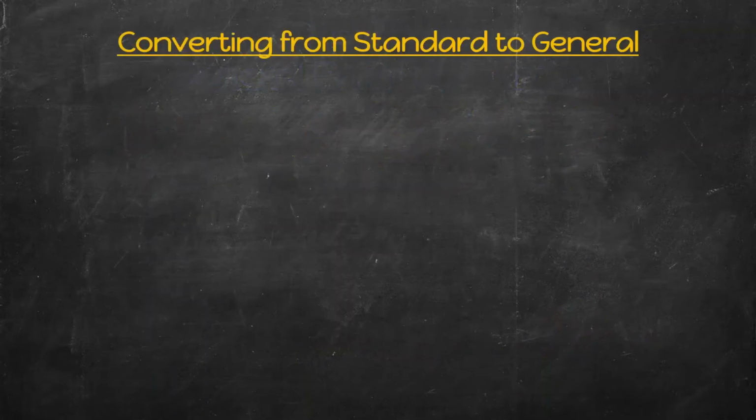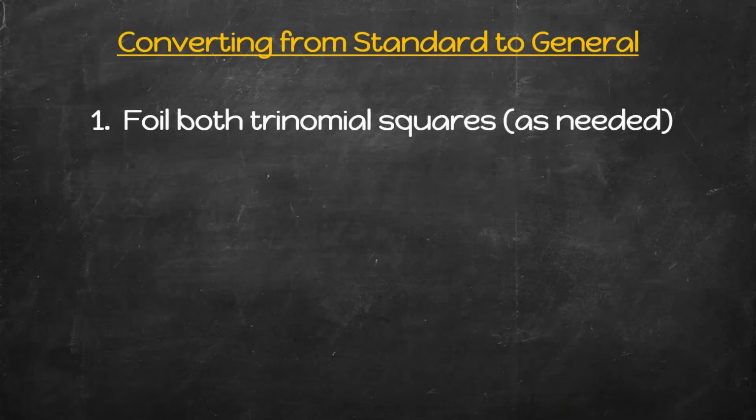Sabihin ko muna sa inyo yung steps on how we convert from standard to general. First, we have to FOIL both binomial squares as needed. Ano ba yung tinatawag nating FOIL? FOIL stands for binomial expansion. Pag nagba-binomial expansion tayo, susundin natin yung FOIL method.